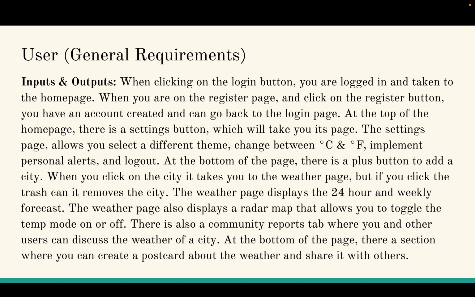At the bottom of the page, there is a plus button to add a city. When you click on the city, it takes you to the weather page, but if you click on the trash icon, it removes the city from the home page. The weather page displays the 24-hour as well as the weekly forecast. The weather page also displays a radar map that allows you to toggle on or off the temperature mode. There is a community reports tab where you and other users can discuss the weather of your certain city. At the bottom of the page, there is a section where you can create a postcard about the weather and share it with others.